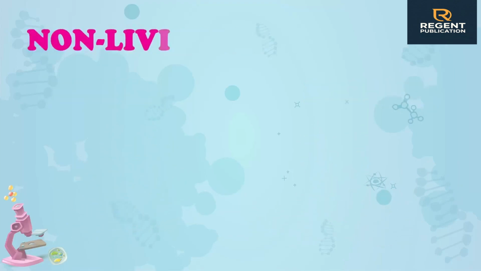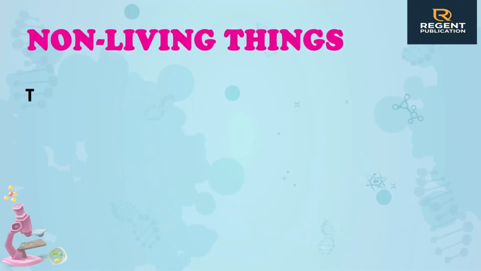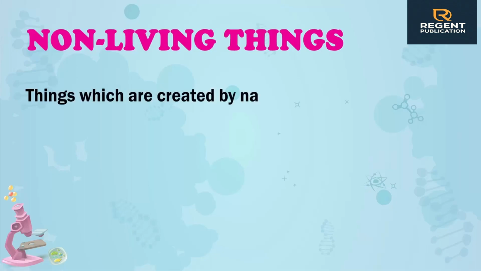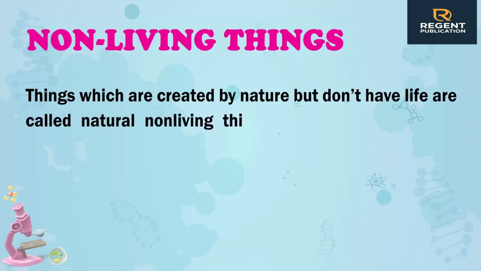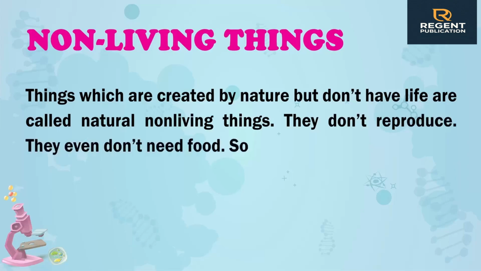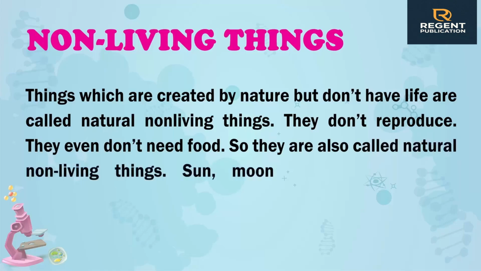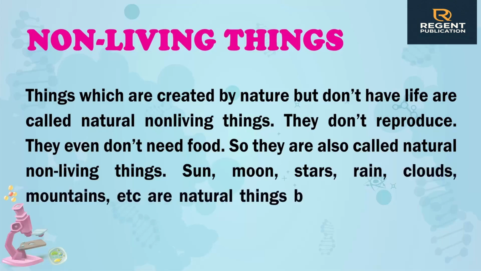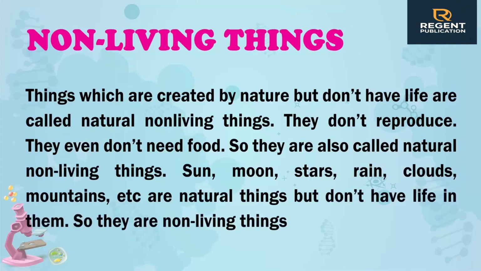Non-living things. Things which are created by nature but don't have life are called natural non-living things. They don't reproduce. They don't even need food. So, they are also called natural non-living things. Sun, moon, stars, rain, clouds, mountains, etc. are natural things but don't have life in them. So, they are non-living things but made by nature.